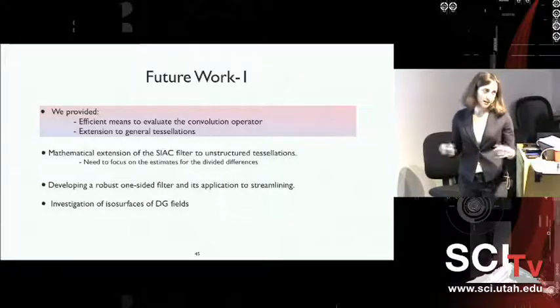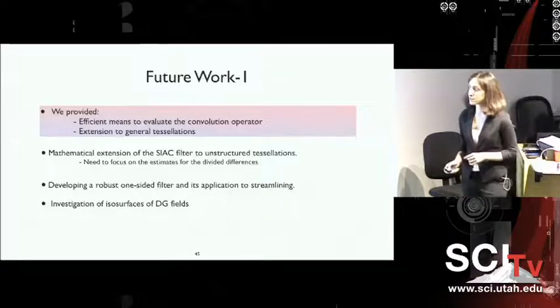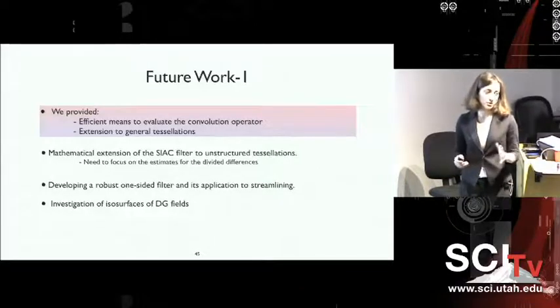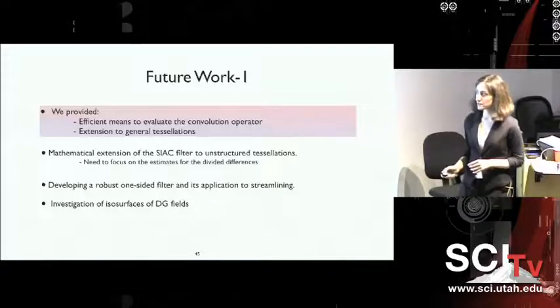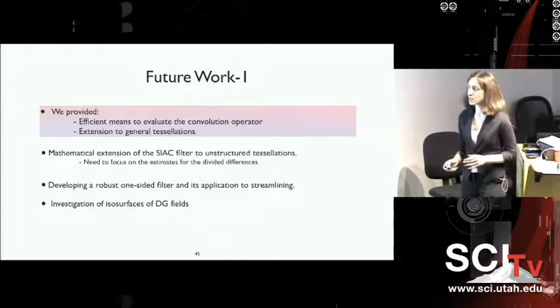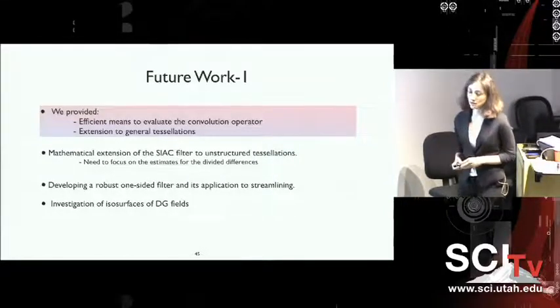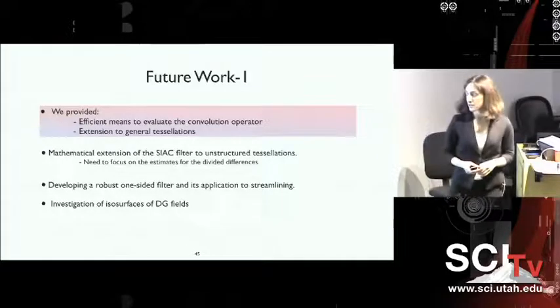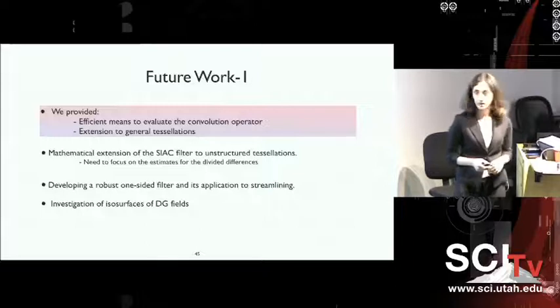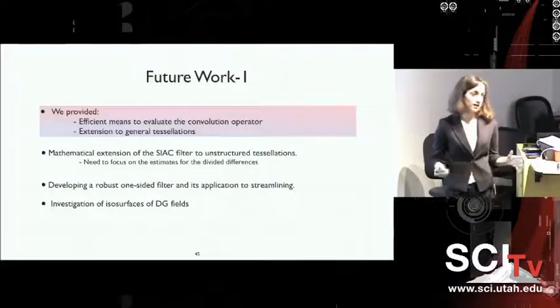Also, as I mentioned, the kernel that we use in our work has a symmetric shape, which is not a suitable kernel to post-process near boundaries or shocks. There are already versions of a one-sided filter that can be applied near boundaries or shocks, but they're not robust all the time. So as another future work, developing a robust one-sided filter and its application to streamlining. And we also still need to investigate the impact of post-processing on DG flows. For example, one parameter that we should look more carefully into is how post-processing would affect metrics such as Hausdorff distance.